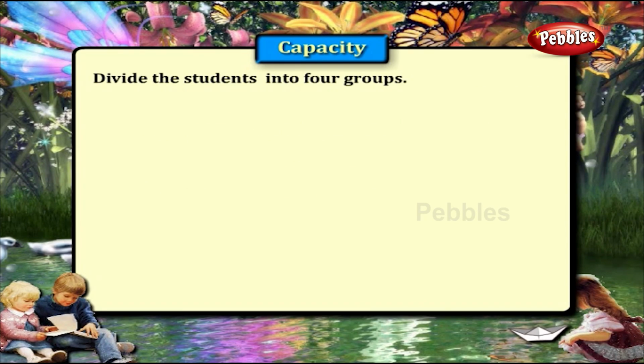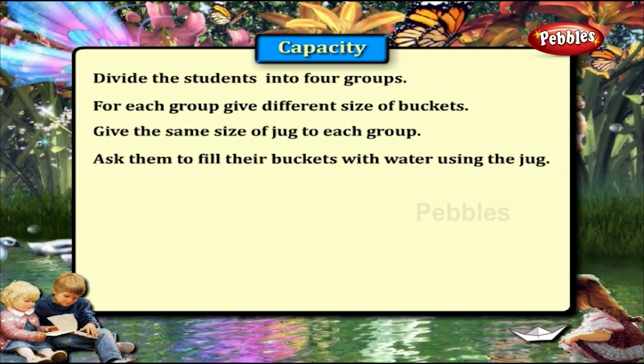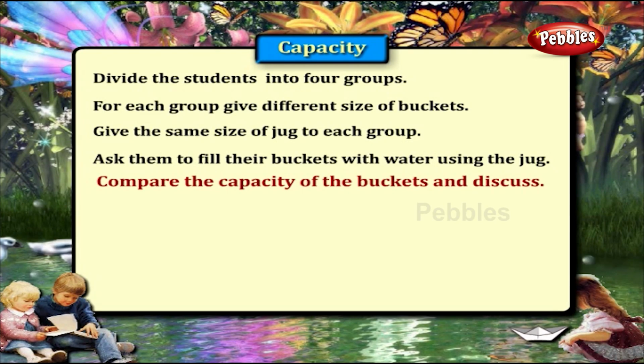Divide the students into 4 groups. For each group, give different sizes of buckets. Give the same size of jug to each group. Ask them to fill their buckets with water using the jug. Compare the capacity of the buckets and discuss.